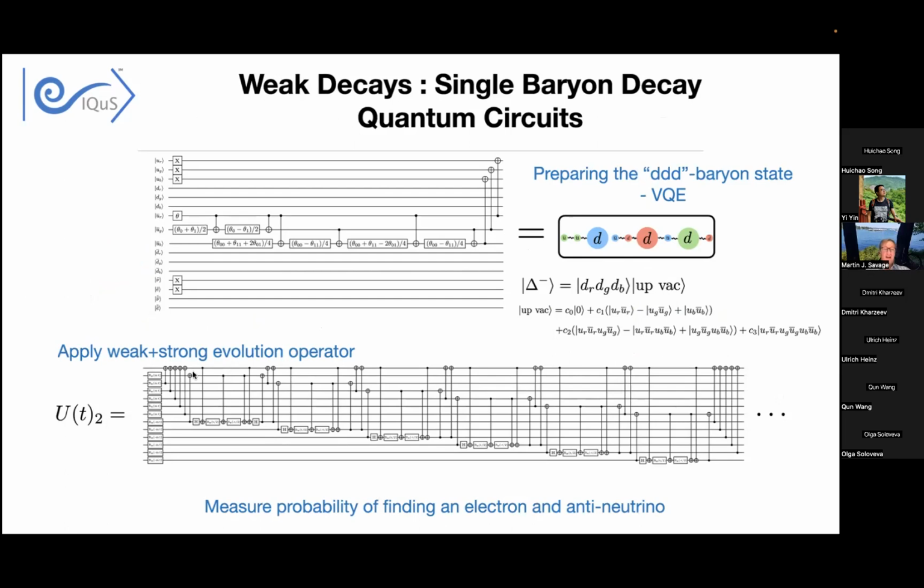And then the evolution operator, which is the sum of the weak and the strong Hamiltonian, again has an implementation via a quantum circuit that looks like this. After applying this for some time period, one just looks for the number of electrons that you have in your quantum register, and that tells you whether you've had a decay or not. So you look at the number of electrons and anti-electrons, and if you have signals there, then you've actually had a decay.